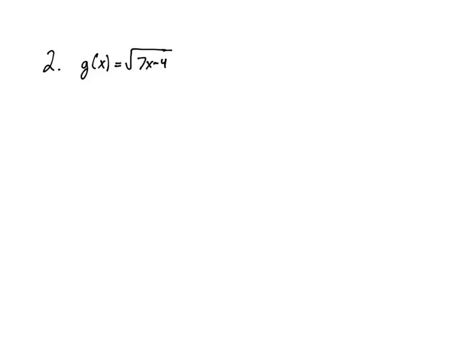Number 2, we have here g of x equals square root of 7x minus 4. This is a radical function, and it's a radical function because the input of the function, which is x, is under the radicand, or it's in a square root. So what we do is we take the radicand, 7x minus 4, and that radicand must be greater than or equal to 0. So we solve this inequality. 7x greater than or equal to 4, x is greater than or equal to 4/7.